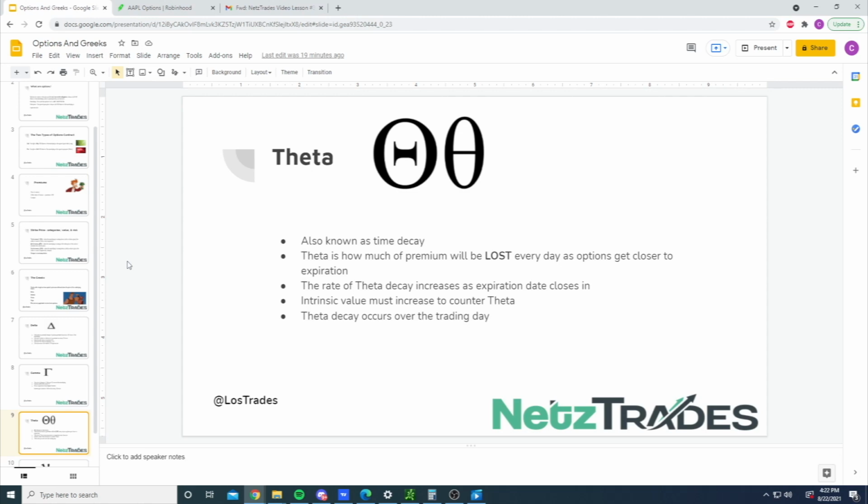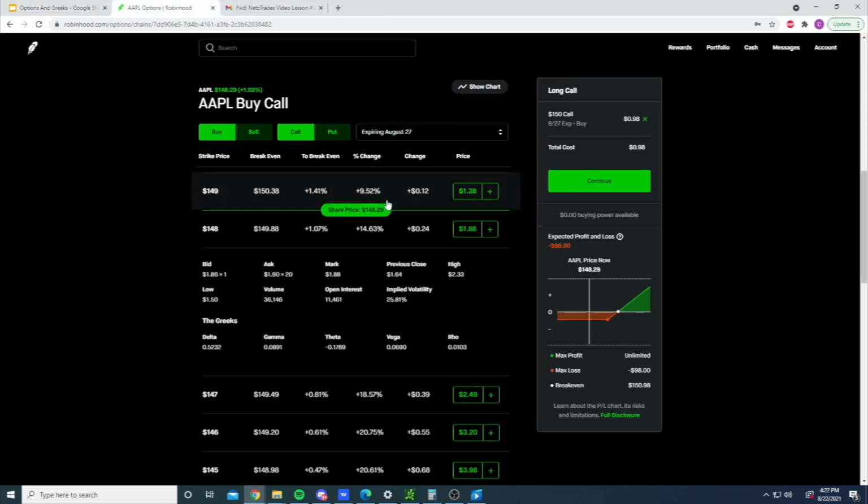And that will make up for theta, because that is the intrinsic value. So you want gamma and delta to bring your options contract price up and not have it be eaten away by theta. So let's go back to the options contract here. So we have theta here on this 148 Apple call.